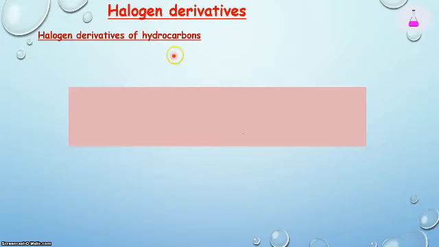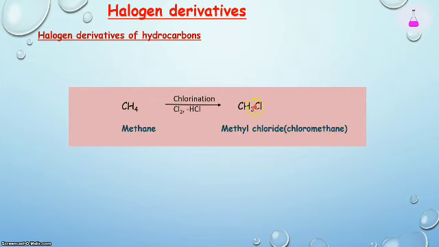What are these halogen derivatives of hydrocarbons? Let us understand this term by discussing one example. Methane, that is CH4. On chlorination, it gives methyl chloride, that is CH3Cl. During this chlorination process, hydrogen of methane is replaced by chlorine and it forms CH3Cl, that is methyl chloride. I repeat, hydrogen of methane is replaced by chlorine and it forms methyl chloride.